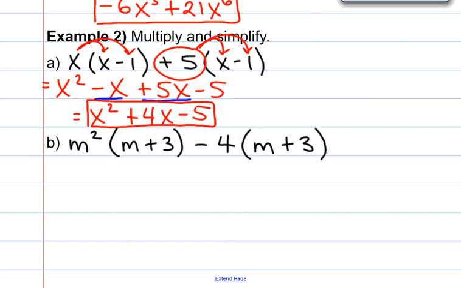For my final example, we're going to do the same thing that we did in part A. I actually want you to pause the video and solve this out yourself, and then when you unpause it, I'll have the answer written out.